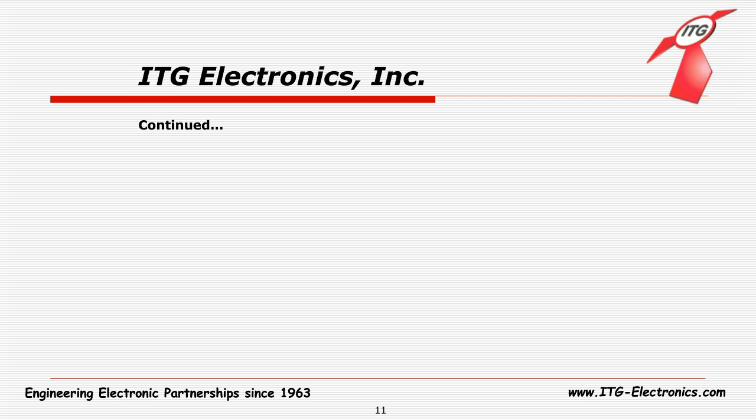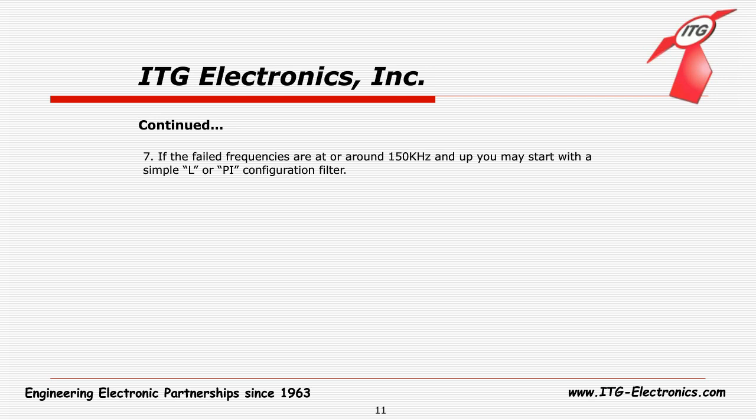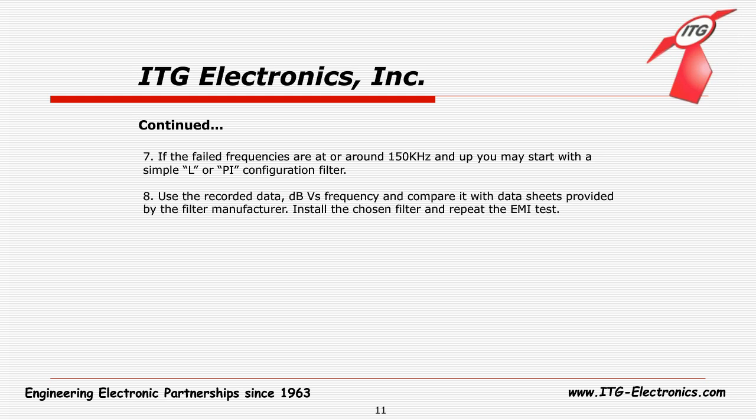If the failed frequencies are at or around 150 kilohertz, you can choose a simple L or Pi configuration filter. Now, use the recorded data, of course, the dB versus frequency, and compare it with the data sheet provided by any filter manufacturer, and choose the filter, install it, and repeat the EMI test.